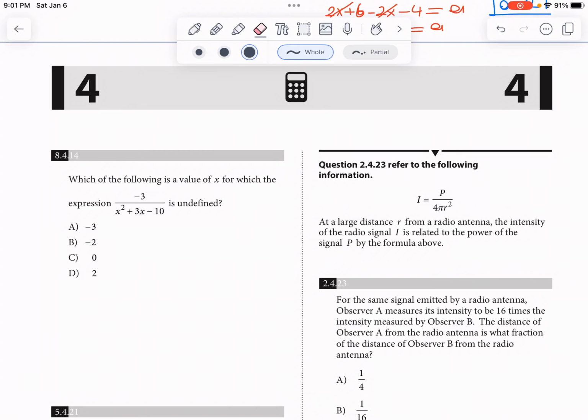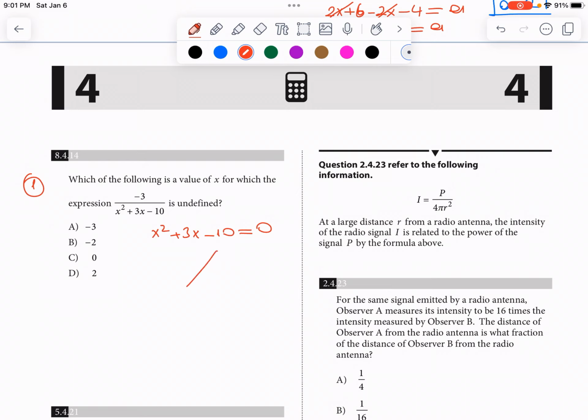Let's get started. Question 1. Which of the following is a value of x for which the expression -3 divided by x squared plus 3x minus 10 is undefined? If a fraction is undefined, guys, then the denominator is going to be equal to 0, which means x squared plus 3x minus 10 is equal to 0. We can factorize it to find the solutions.